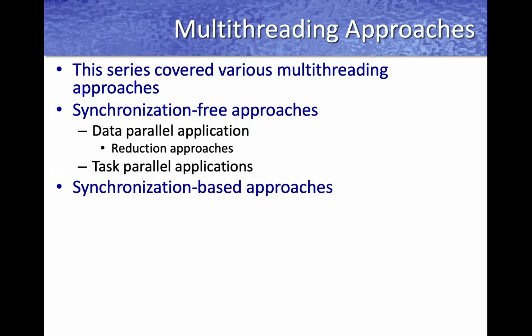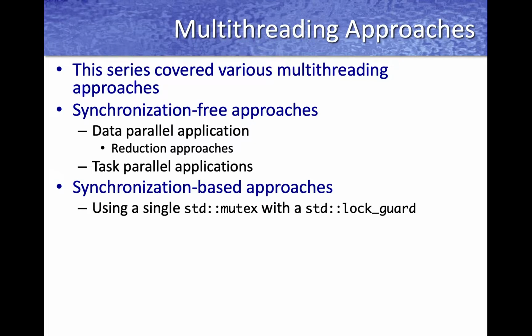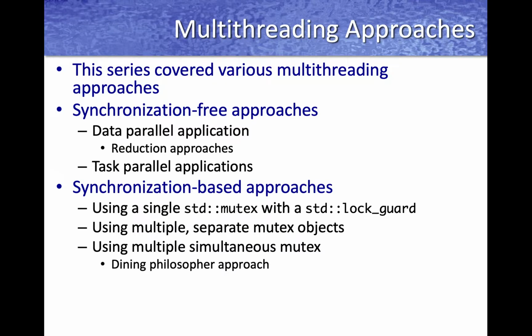Then we covered synchronization-based approaches where there is at least one mutex involved in each one of these problems. Typically, there is more than one mutex involved in most of the synchronization-based approaches. First, we looked at using a mutex with a lock guard for creating and establishing critical sections. Then we looked at using multiple separate mutexes to increase concurrency and improve parallelism in our multi-threaded programs. Then we looked at using multiple mutexes simultaneously, where two or more mutexes had to be locked at the same time in order to implement certain types of problems.